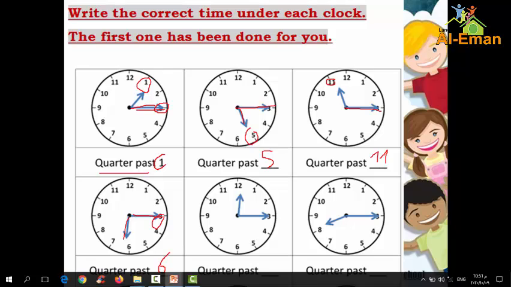Another one. Short hand points to 12 and the long hand points to 3. So what's the time? It's a quarter past 12. That's great. And the last one. Short hand points to 8 and the long hand points to 3. So what's the time? It's a quarter past 8. Okay, that's great. Let's see another question.